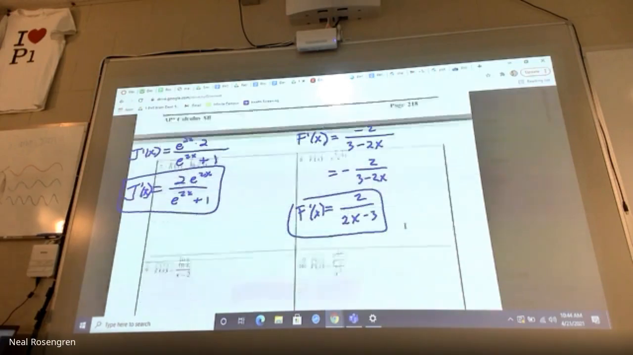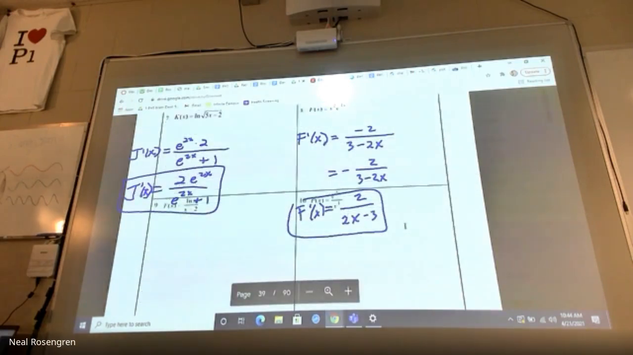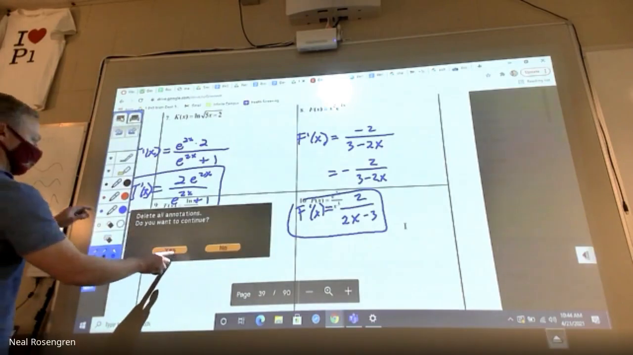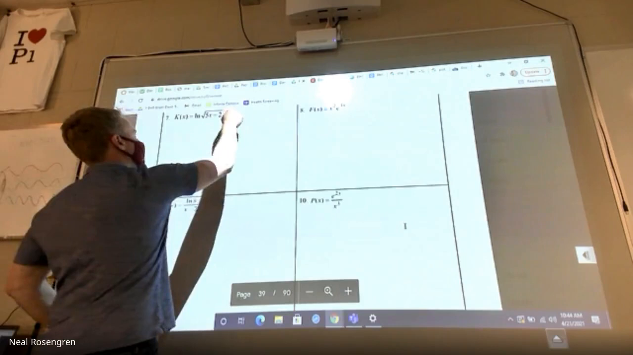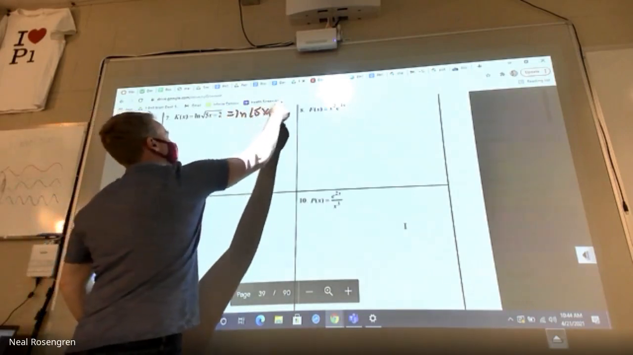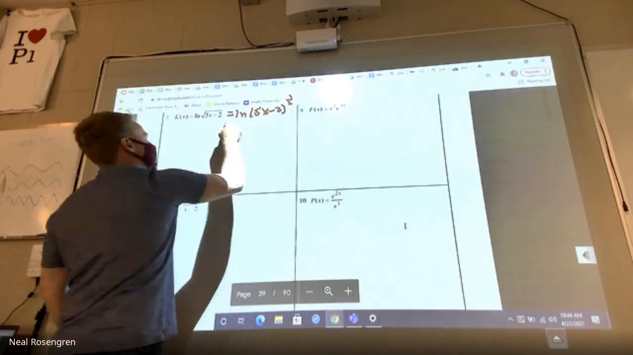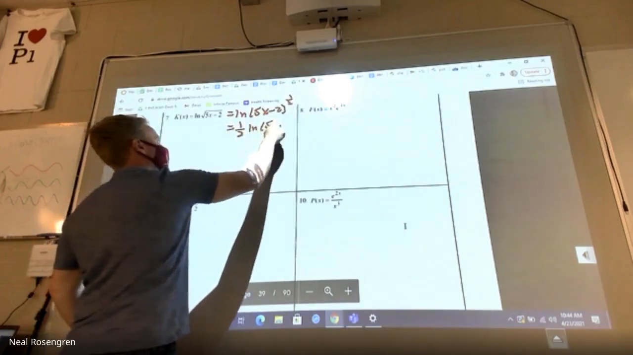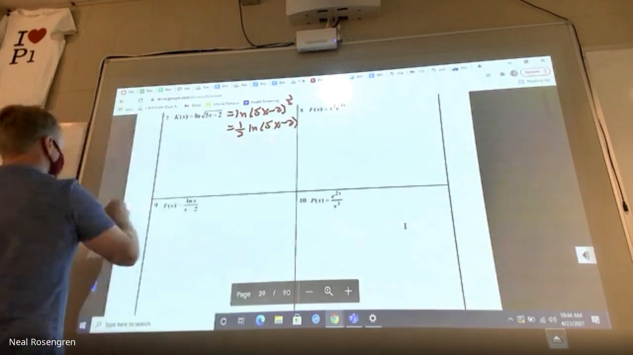All right, I'm on to 219. I'll do 7, 8, 9, 10, and then I'll do 11. Rewriting this one just like we rewrote the last one. Again, property of logs there. Much easier.